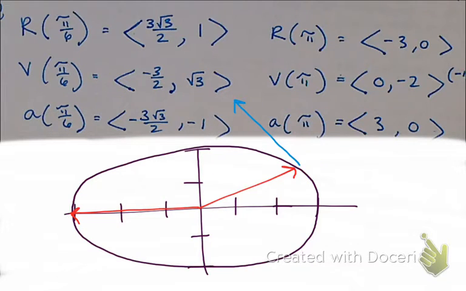For the velocity vector at pi, the 0 component means that it doesn't go anywhere horizontally. The negative 2 just means that it goes down 2. So the velocity vector here goes something like that. And then in purple, I'll draw the acceleration vector. Remember, for this specific one, it goes back to the origin again. So the acceleration vector goes straight back to here for pi over 6 and straight back to here for pi. So those are what all the component vectors look like.